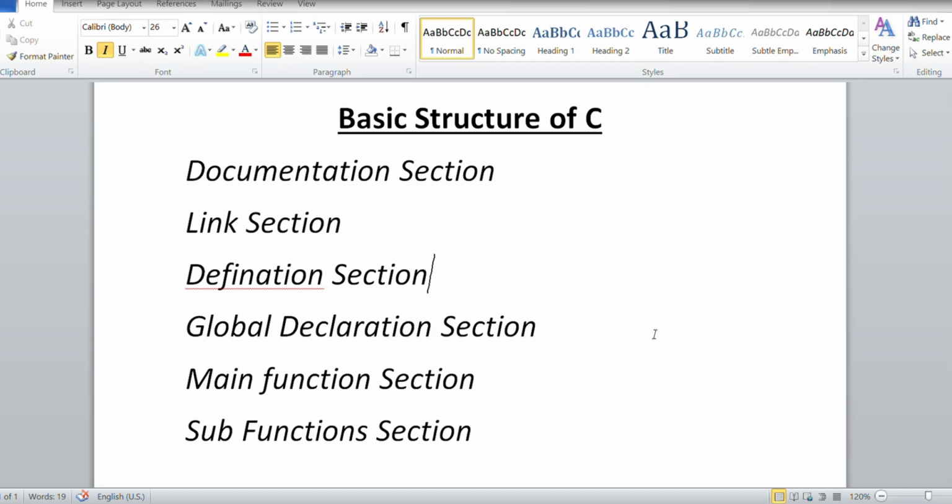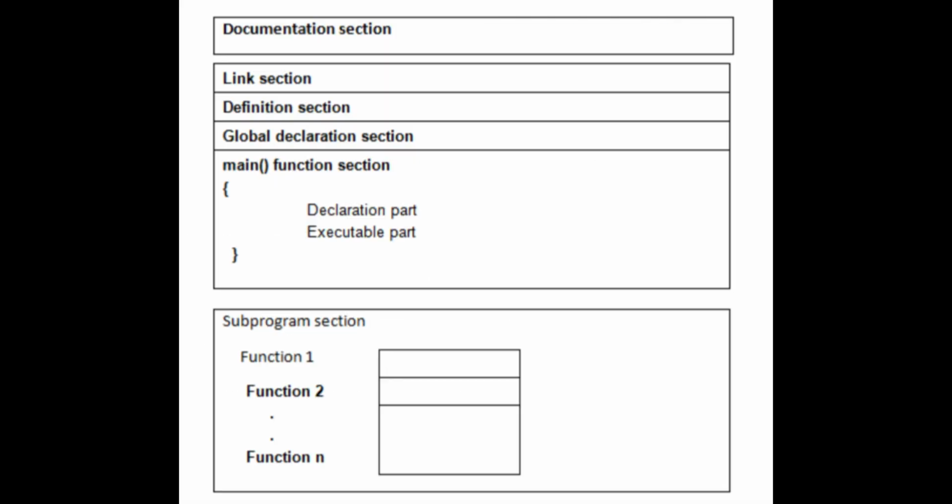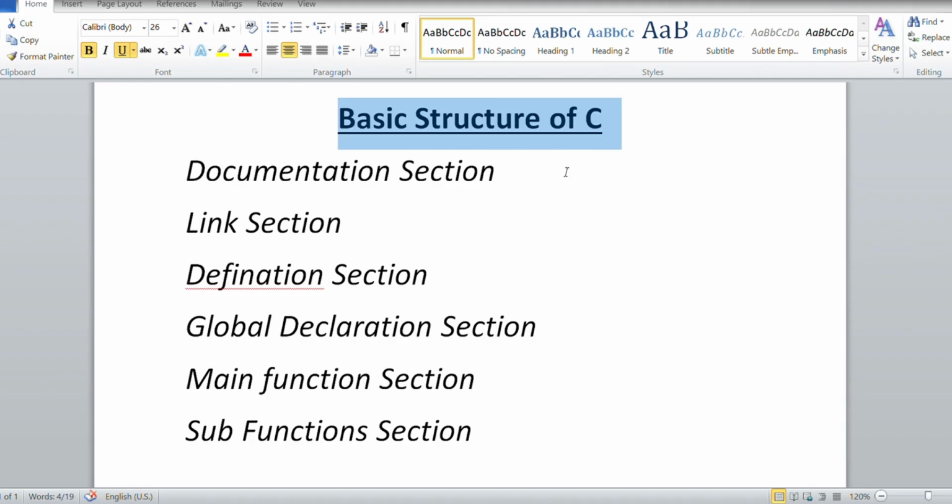So in this video we will discuss the basic structure of a C program. That means we will discuss how we can write code in different sections in a C program. So let's talk about the first section. It is the documentation section. Here we will declare the comments.